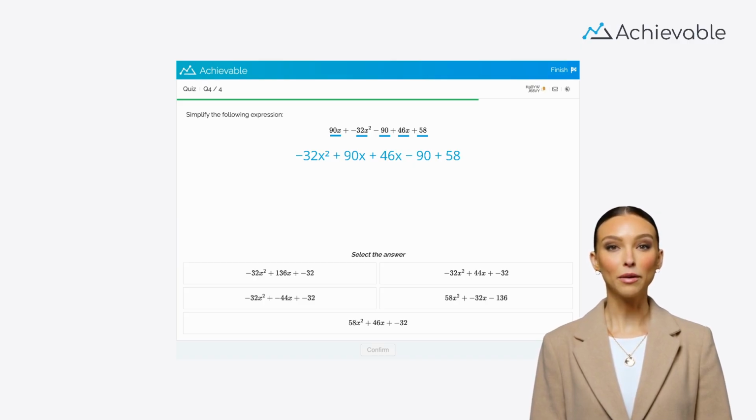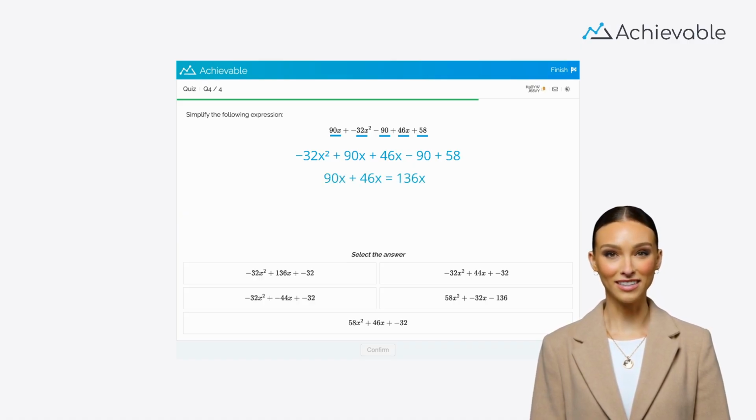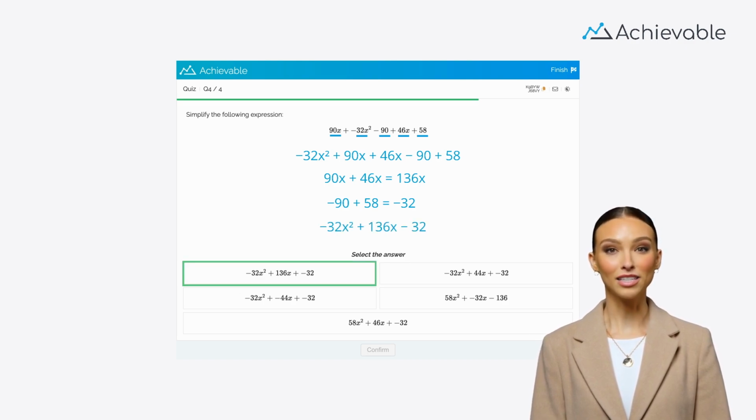Step 3. Combine like terms. Start with the x terms. 90x plus 46x equals 136x. Now combine the constants. Negative 90 plus 58 equals negative 32. And the x squared term stands alone as negative 32x squared. So the final simplified expression is negative 32x squared plus 136x minus 32. That's your final answer.